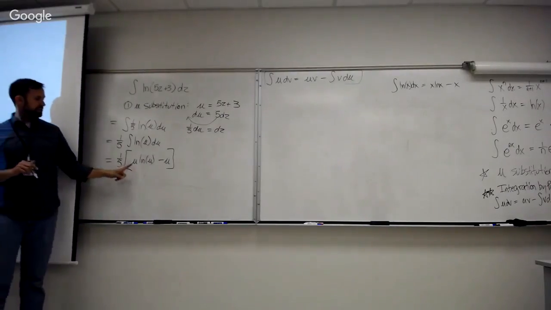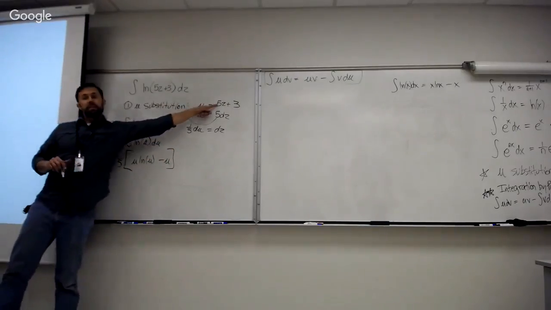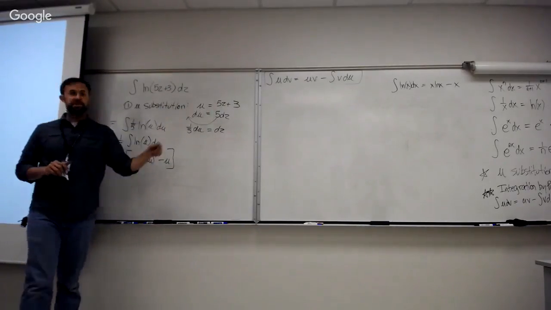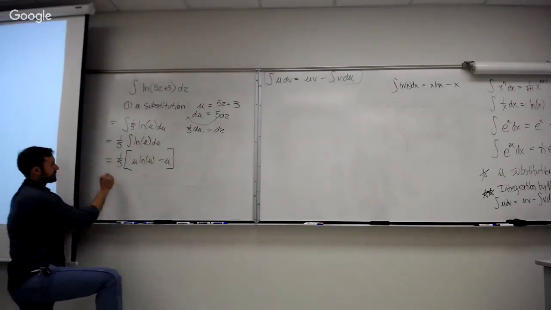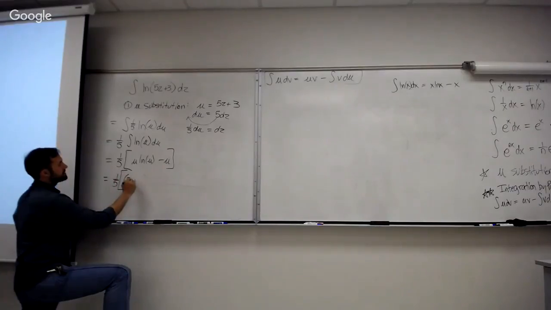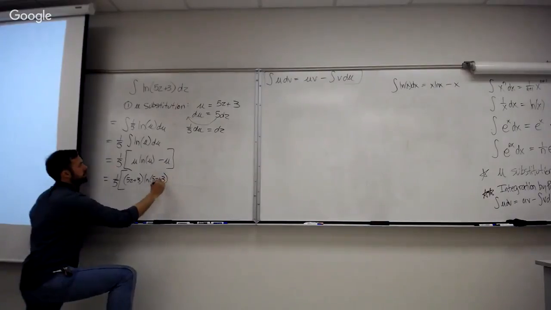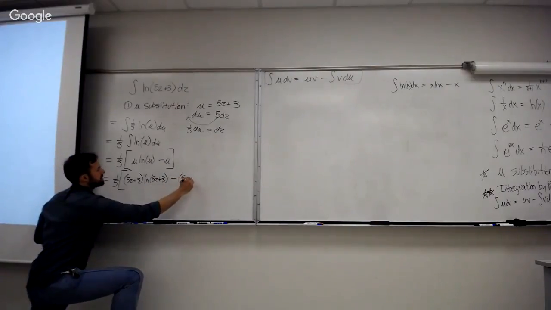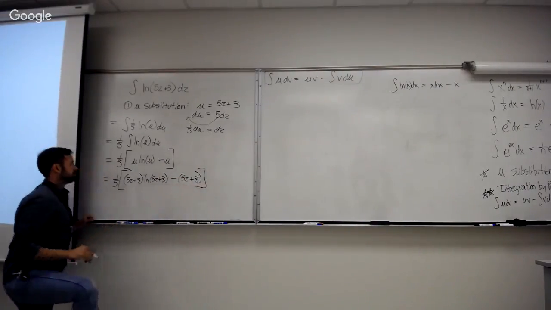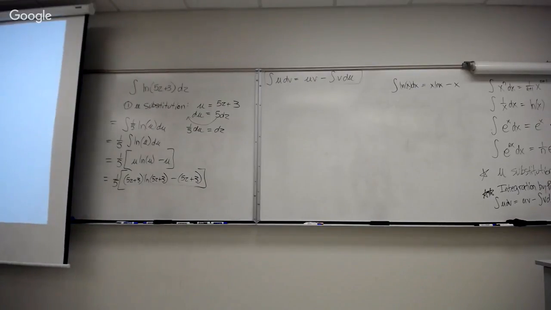So at the end of u substitution, what do we always have to do? We have to go back to the original expression. So now we have 1/5 times u, which is really 5z plus 3, natural log of 5z plus 3, minus 5z plus 3. And that's it. That's the end of the problem.